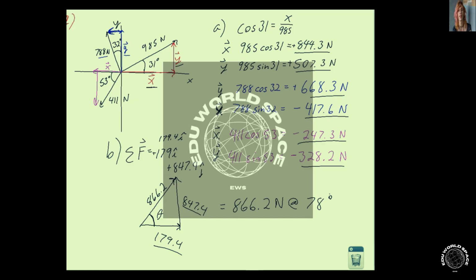That's 78 degrees. I recommend anytime you have to add up more than two vectors, you find the components first, add all the x's together. That's going to be your x component of the overall vector. Add all the y's, that's going to be your y component. And then just make a final triangle. That right triangle is going to give you the magnitude and direction. Magnitude is that, and direction is that.